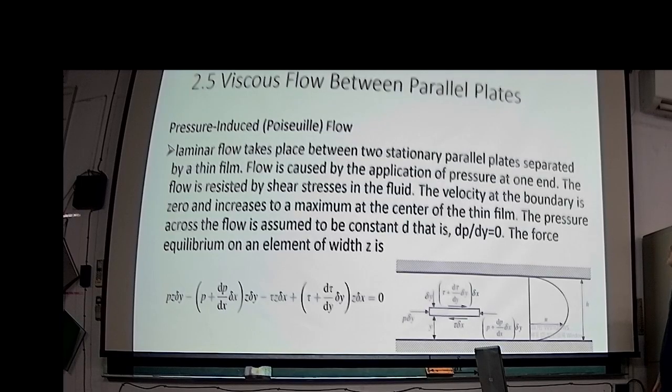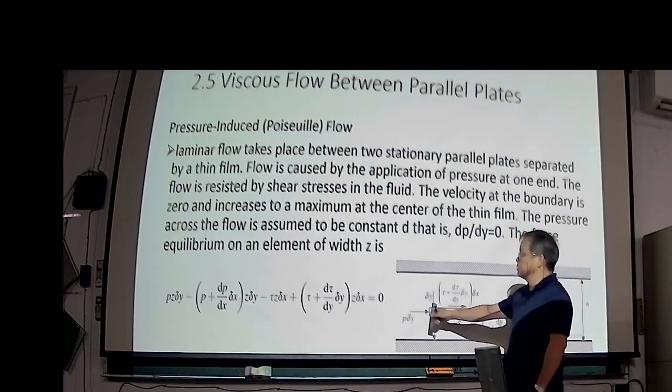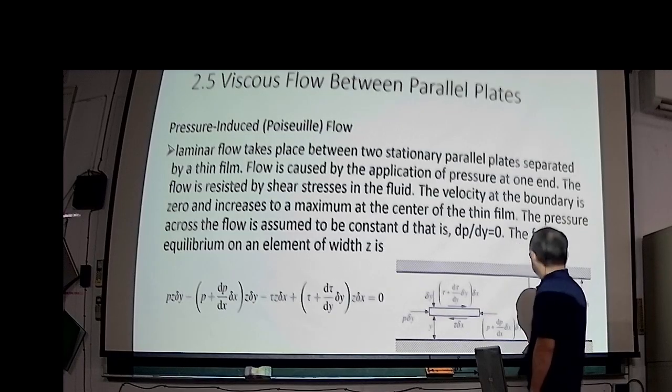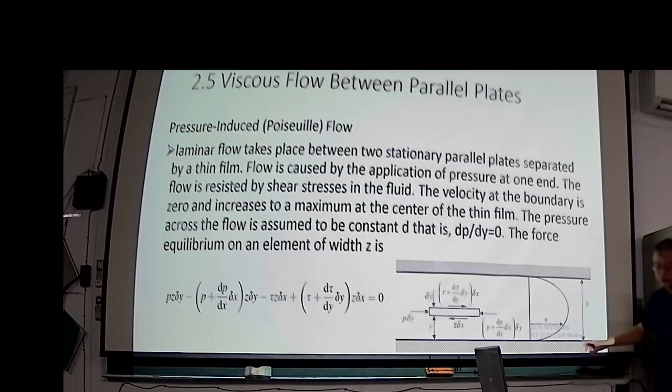And the velocity at the boundary is zero and increases to a maximum at the center of the system. The pressure across the film is assumed to be constant. That is, dp/dy is equal to zero. Okay? Which means the pressure inside the film thickness, the film thickness is H.